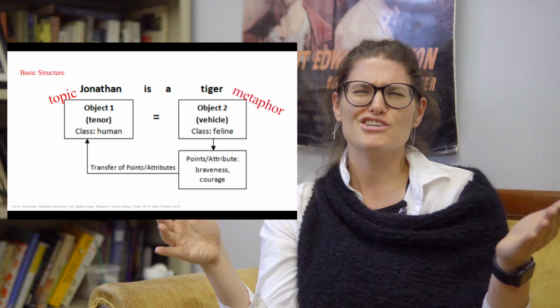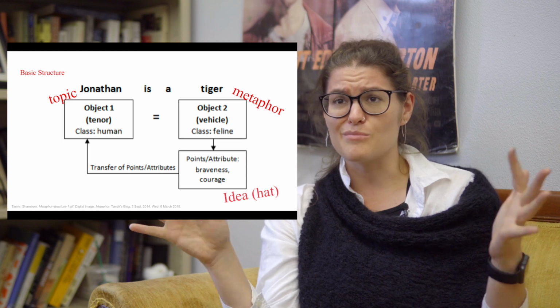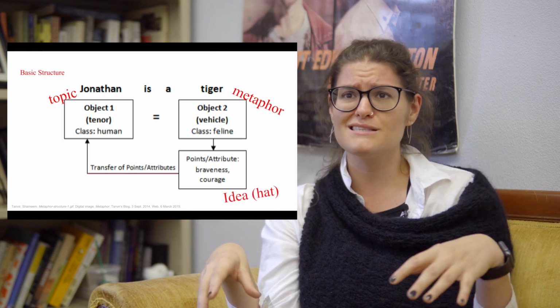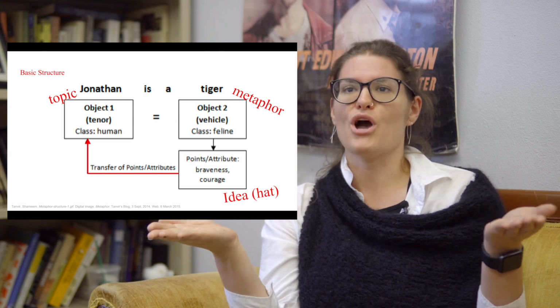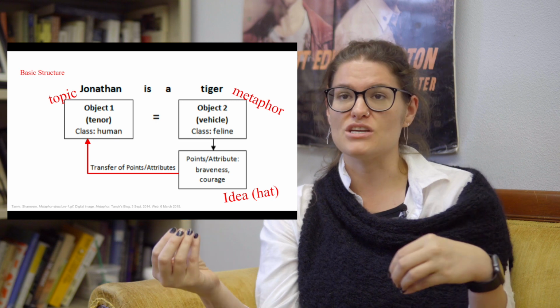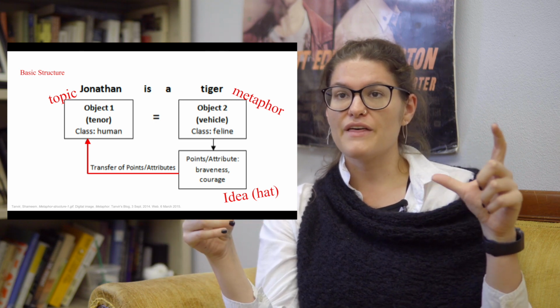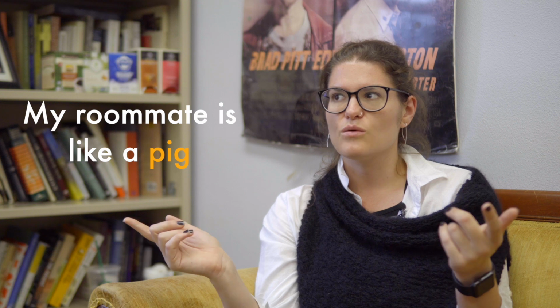So if we say Jonathan is a tiger or Jonathan is like a tiger, what does that mean? Does that mean he's furry and has stripes and claws? Does it mean he naps a lot? Does it mean he's a carnivore? We don't know. And this is the difference between a metaphor and an analogy. In a metaphor, the idea is already so well circulated that you know the difference. So when I say my roommate is like a pig, you know it means she's messy because we circulate that all the time.